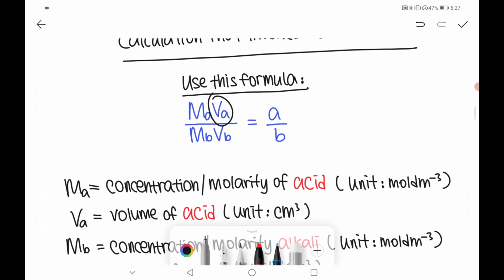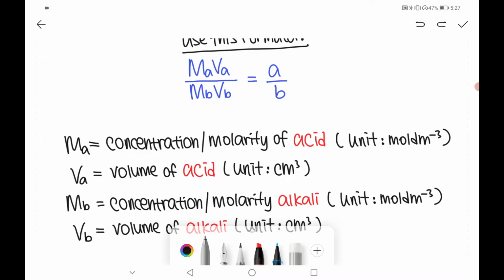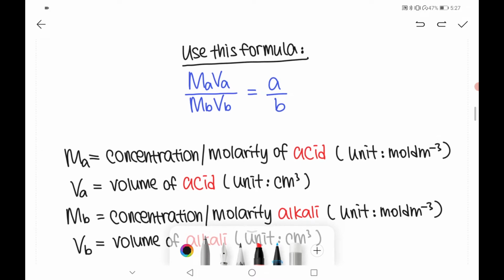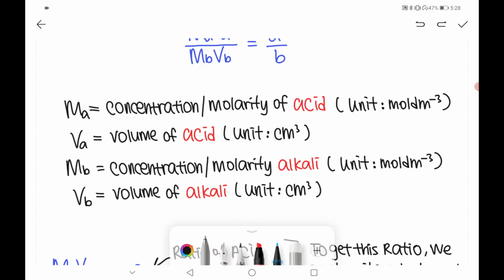VA, V is the symbol for volume, A is acid, so VA is the volume of acid. The unit for volume is cm cube, because as I mentioned before, if we have a solution, the volume unit is cm cube. For gas, it is dm cube. MB, the B stands for alkali. A is acid, B is alkali. So MB is the molarity of the alkali, and VB is the volume of the alkali.